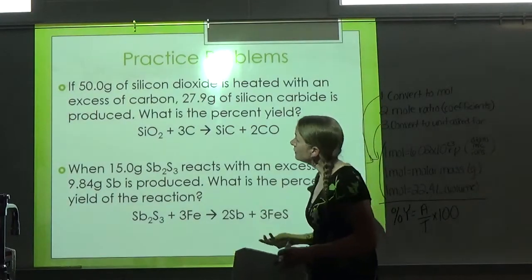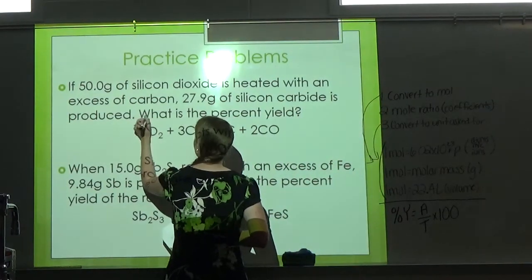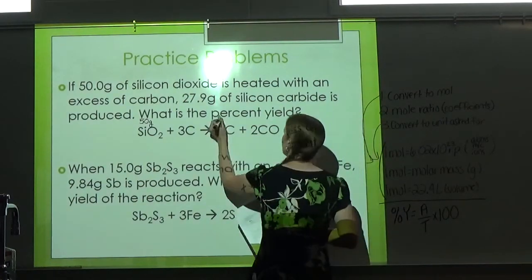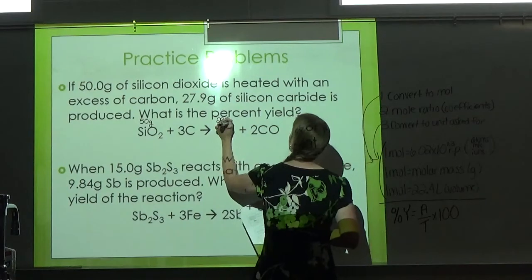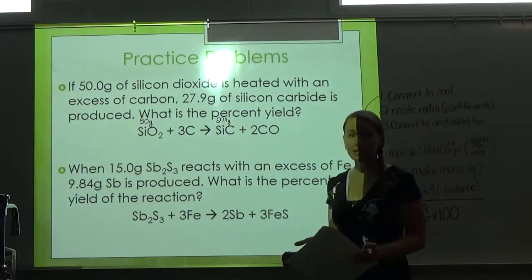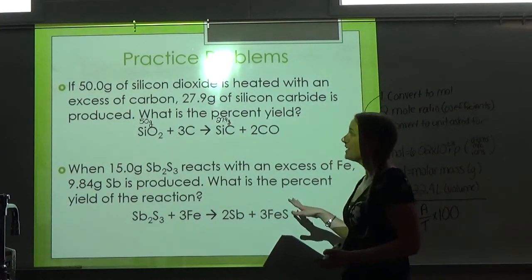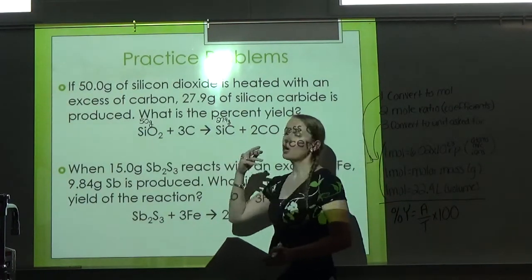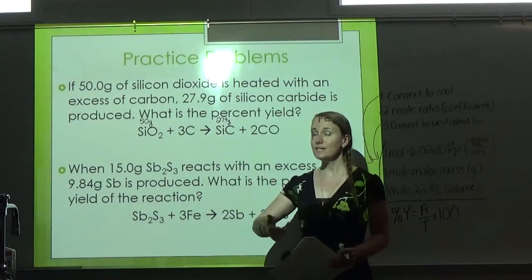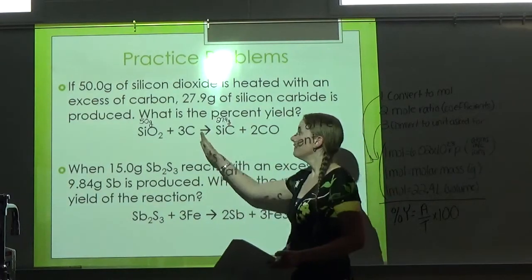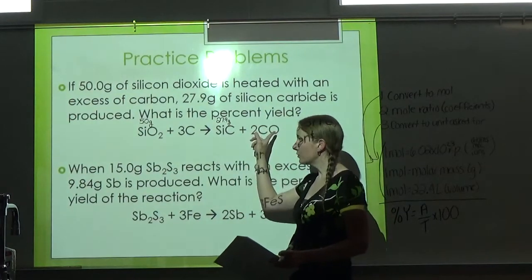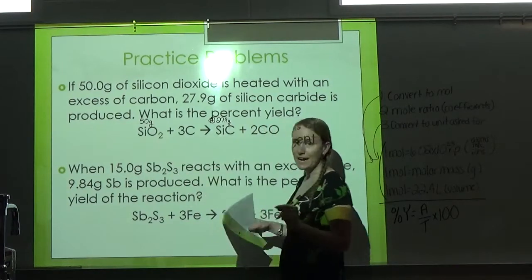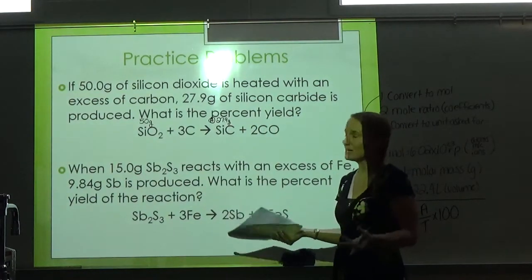So it says if 50 grams of silicon dioxide is heated with an excess of carbon, 27.9 grams of silicon carbide is produced. What's the percent yield? Now, since it didn't say which one was the actual, sometimes people have trouble figuring it out. Well, remember, it's called percent yield, actual yield, theoretical yield. The arrow points to what is yielded. So that's how I know this has to be the actual and it can't be a reactant. A yield cannot be a reactant, it has to be a product.